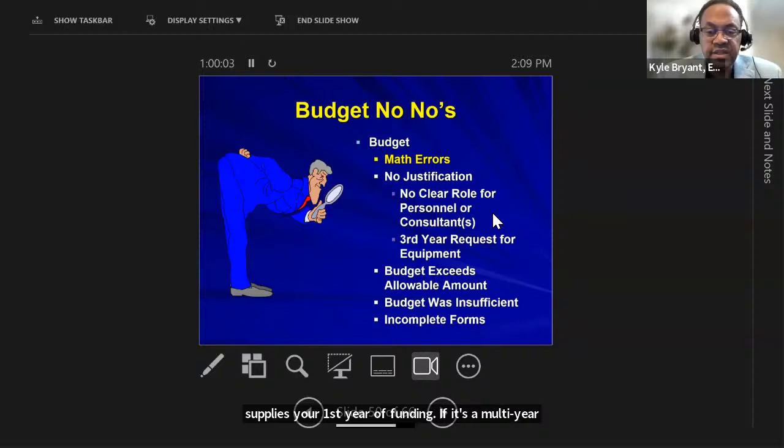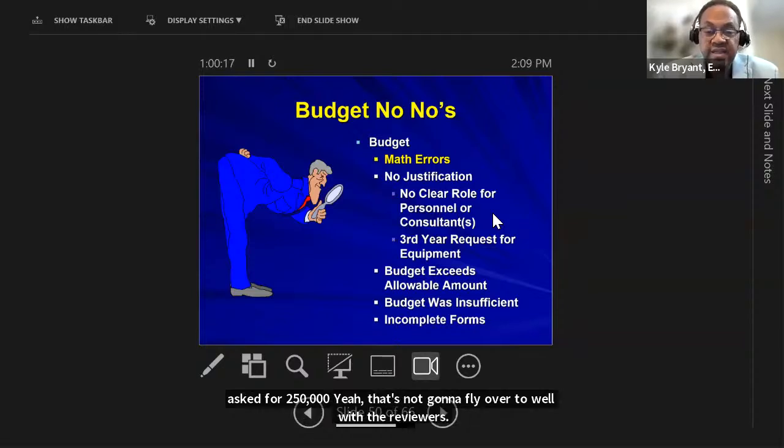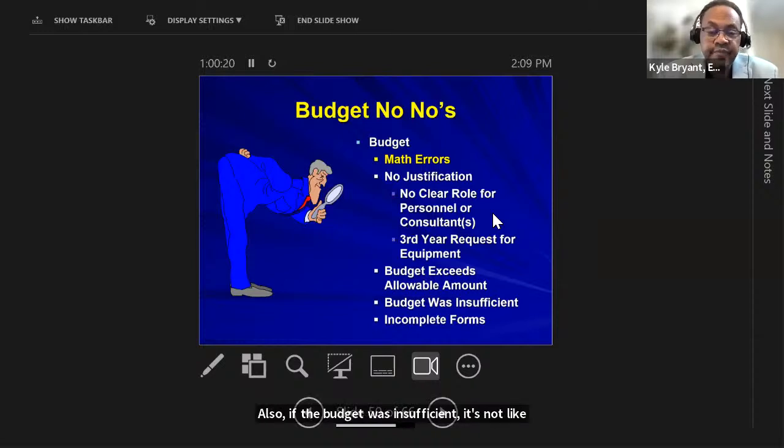Also, if the budget exceeds the allowable amount, if it's a $100,000 grant and you ask for 250,000, that's not going to fly too well with the reviewers. Also, if the budget is insufficient, that's not like asking for not enough money. You plan to, say, do outreach to 3 high schools in your county, but you asked for $10,000, but you're going to do outreach to over 400 students at 3 different high schools. That's not enough money to do that. So have a sense of what it's going to really take for you to do the work.